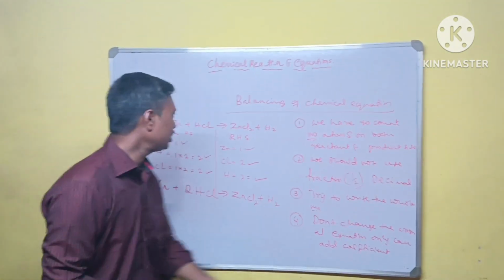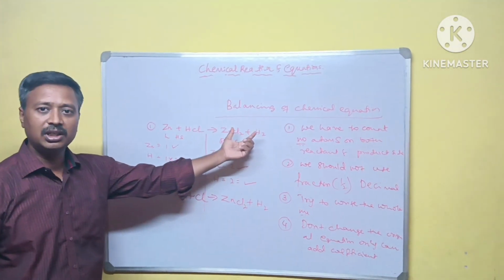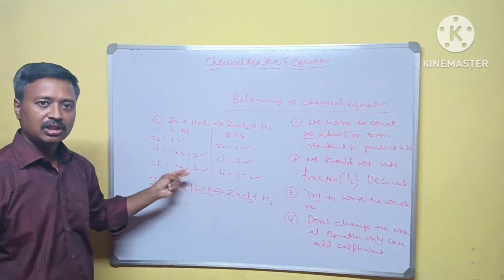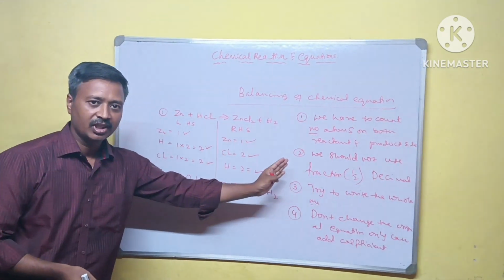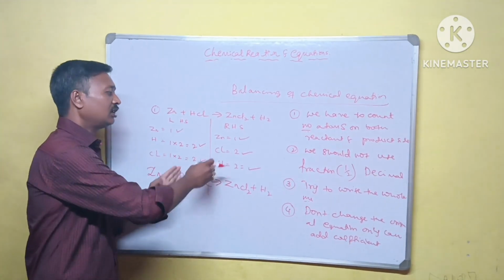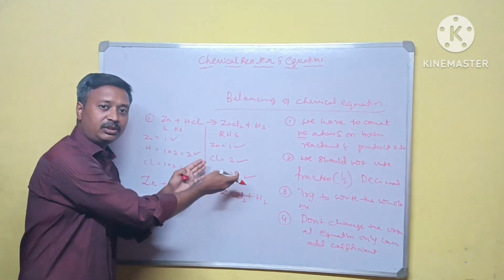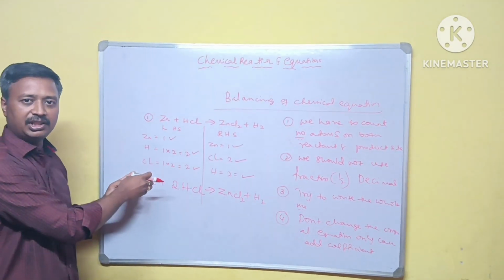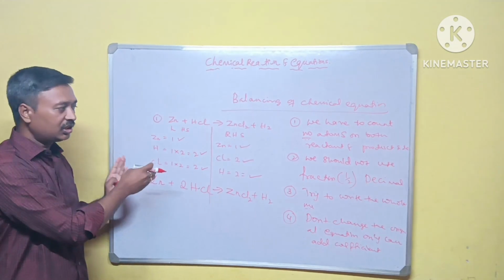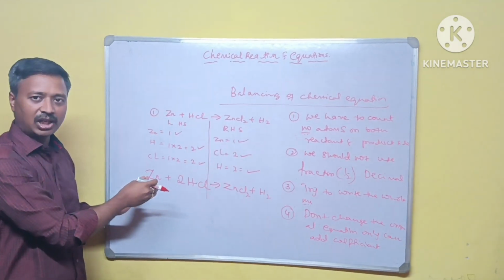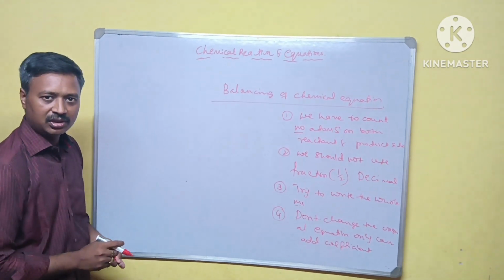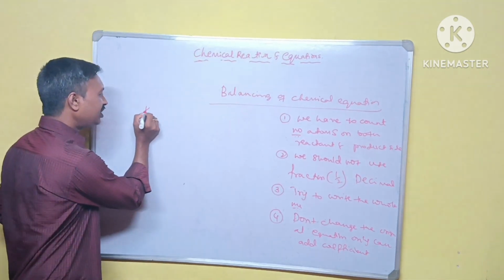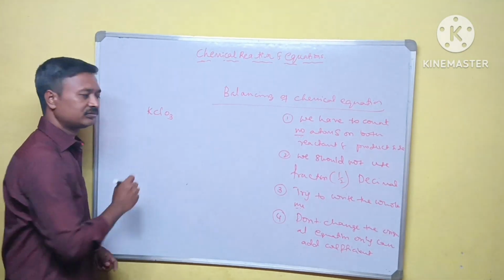Before balancing the equation, we need to count the numbers. After that, we have to compare. According to which one is more, we have to balance the remaining ones on the basis of the law of conservation of mass. Next example, KClO3.